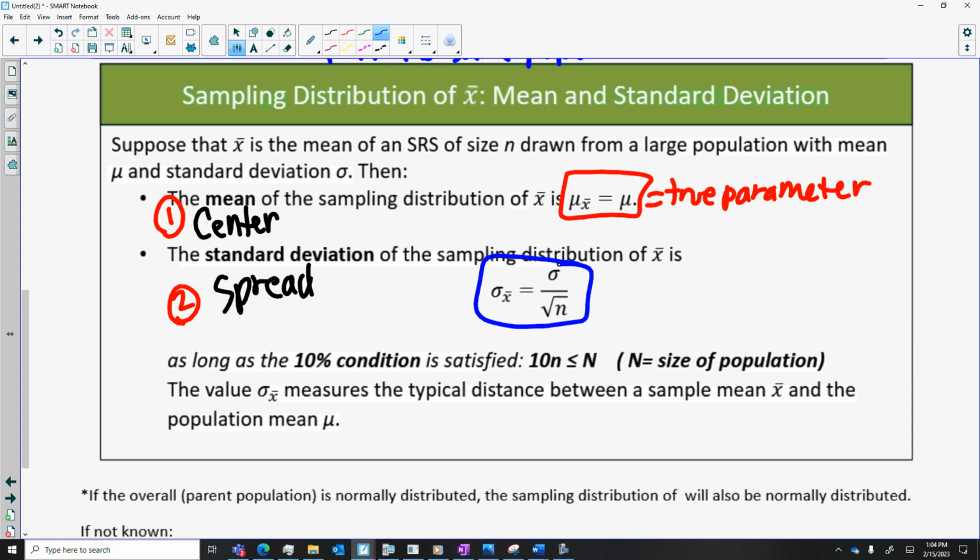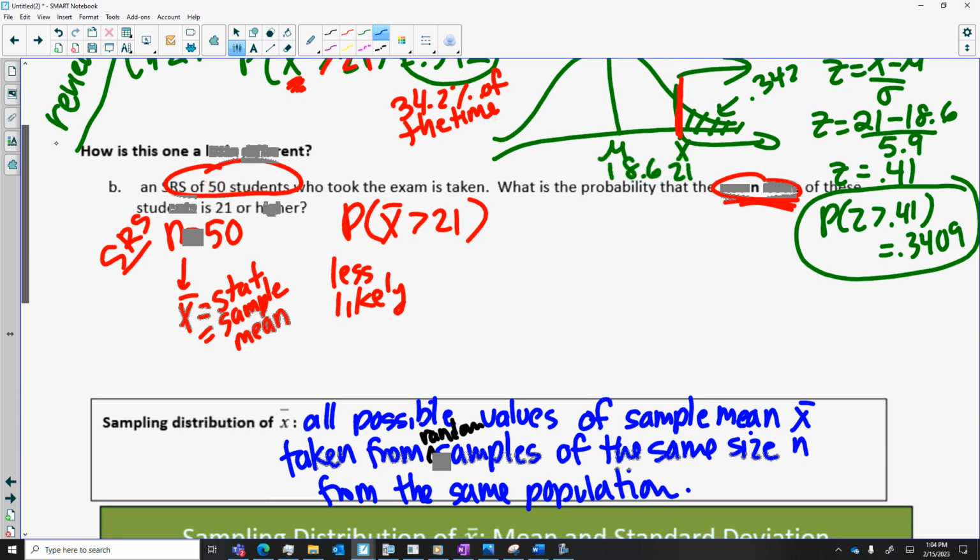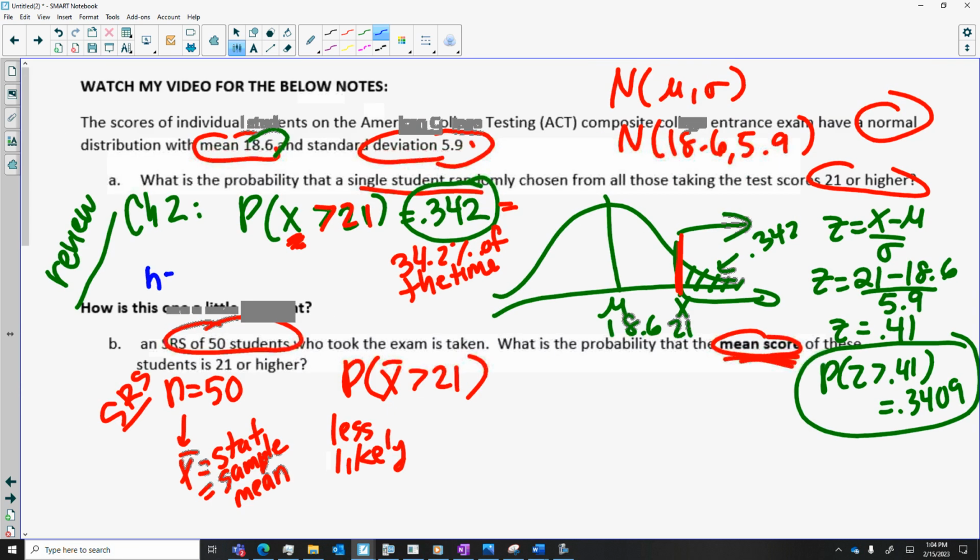So going back to my question that I just asked you, in part A, the sample was size 1. It was only one student, and we found the standard deviation was 5.9, right? So now I'm going to have a sample of 50 students. The n is going to be 50.